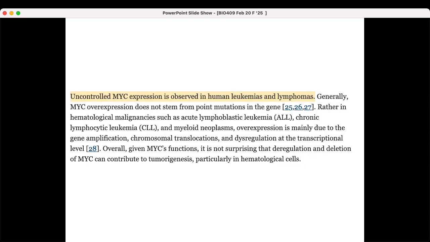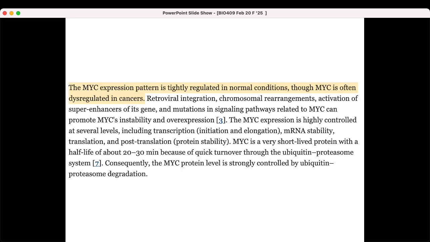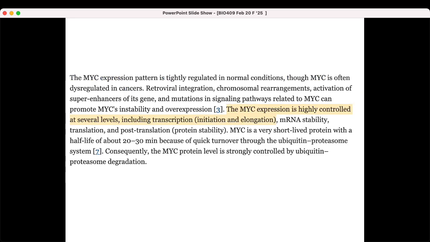So there's another thing in this paper: uncontrolled MYC expression observed in human leukemias and lymphomas. Not surprising because it has a normal role in the bone marrow stem cells, okay? The MYC expression pattern is tightly regulated in normal conditions, though MYC is often dysregulated in cancer. That makes sense. So how is it regulated? MYC expression is highly controlled at several levels.